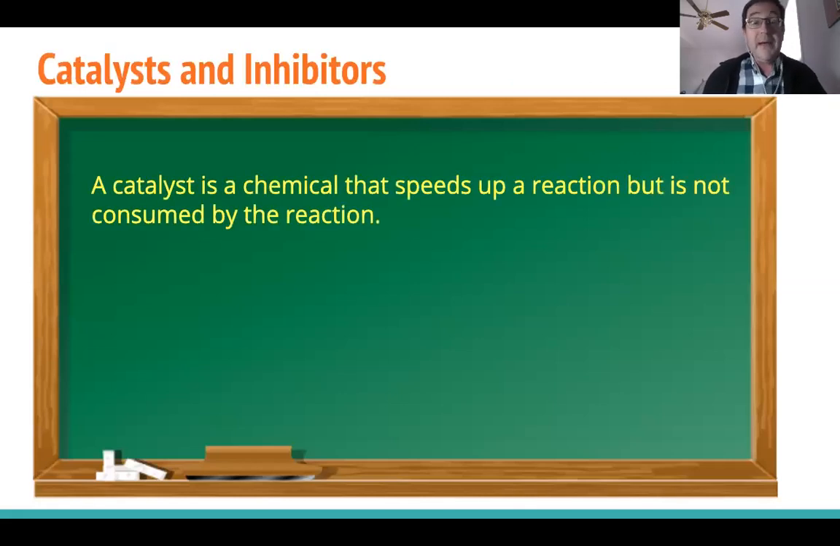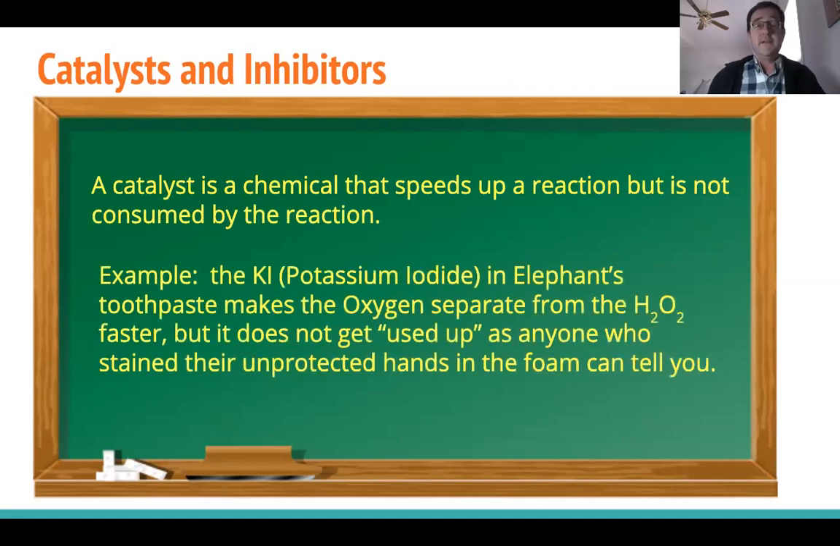Okay, back to catalysts. So a quick final word about catalysts. A catalyst is a chemical that speeds up a reaction, but it's not consumed by the reaction. So back in the elephant's toothpaste there, we used the potassium iodide to separate hydrogen peroxide, H2O2. And it makes it go faster, but the potassium iodide doesn't actually get used up in the reaction. It's the stuff that colors the foam.